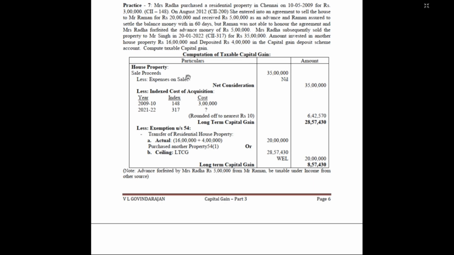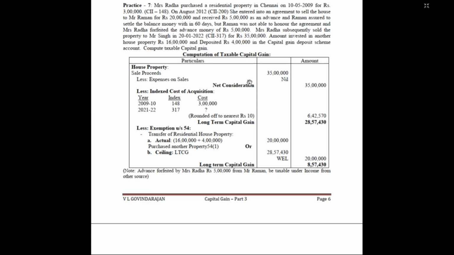House property, sale proceeds 35 lakh, expenses on sale nothing. So let's index the cost. It was acquired in the year 2009-10. The index is 148. The cost is 3 lakh, but the current index is 317. The indexed cost will be 6 lakh 42,570. Balance long-term capital gain. Less exemption under section 54, transfer of residential house property. The amount invested in the new house property is totally 20 lakh. Long-term capital gain is 28 lakh 57, whichever is less, 20 lakh is less. Balance 8 lakh 57,430 is taxable long-term capital gain.